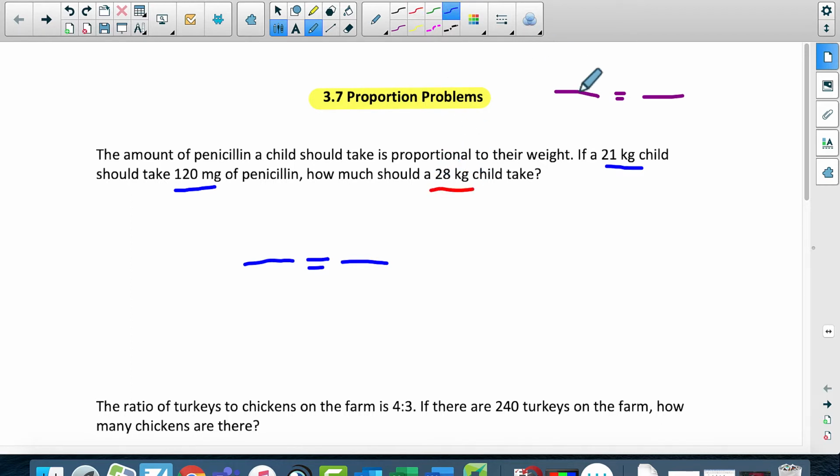Alright, so you see that first pair of numbers is that a 21 kilogram child should take 120 milligrams of penicillin. I'm sorry, the writing is so bad. It's not my fault, it's the tablet.